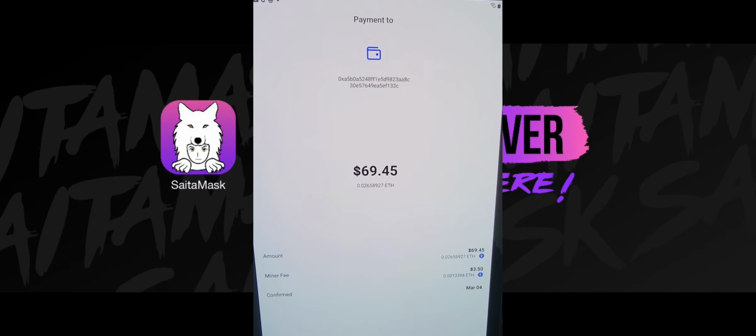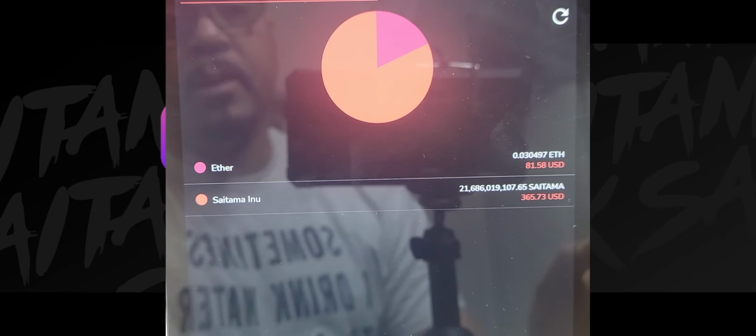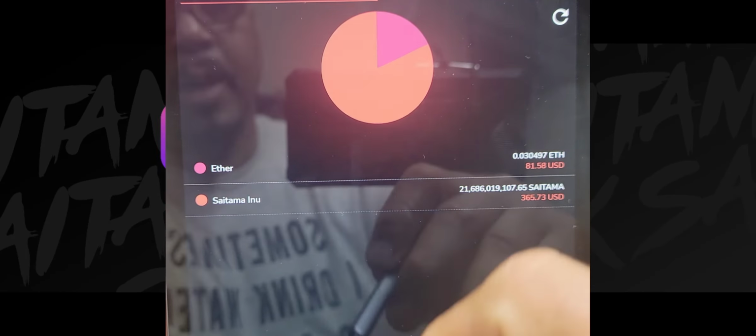Okay guys, so the Ethereum just showed up in my Saitamask, and so the amount has gone up. So now we have some Saitama and we have some Ethereum. So now later on in the afternoon, at 5 o'clock, when Saitama Realty comes out, we can hopefully buy some, guys. This is pretty cool.